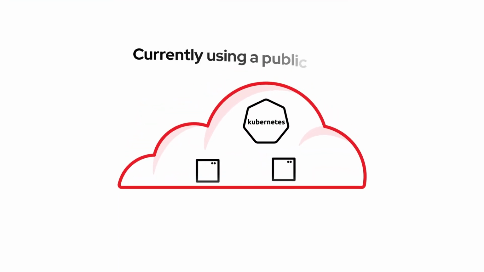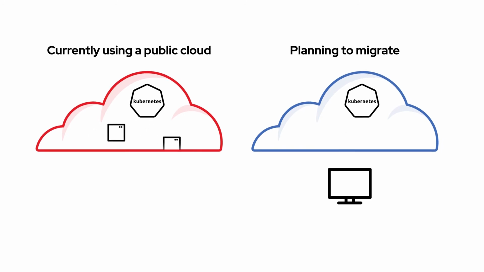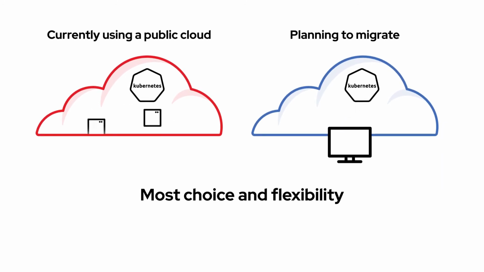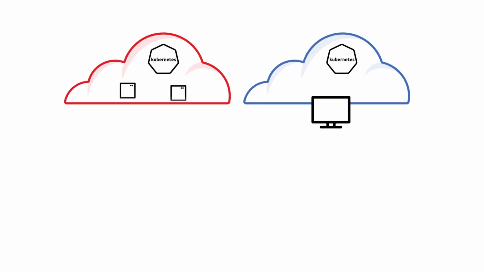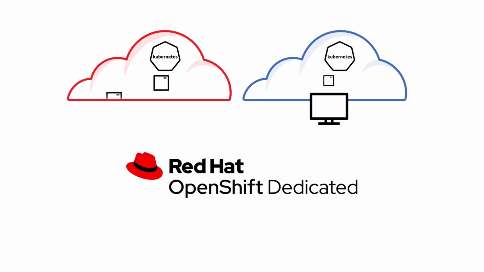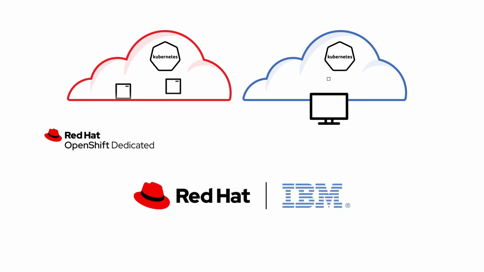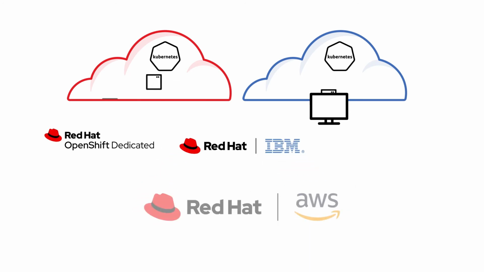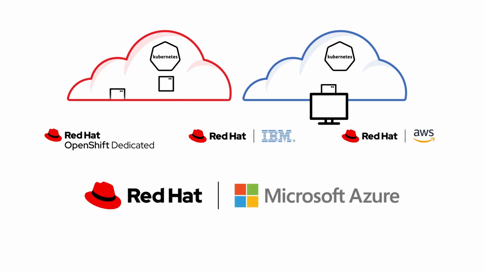Whether you're already using a public cloud or you're getting ready to migrate your workloads, Red Hat offers the most choice and flexibility with fully managed offerings on every major public cloud, including Red Hat OpenShift Dedicated, available on AWS or Google Cloud, Red Hat OpenShift on IBM Cloud, Red Hat OpenShift Service on AWS, and Azure Red Hat OpenShift.